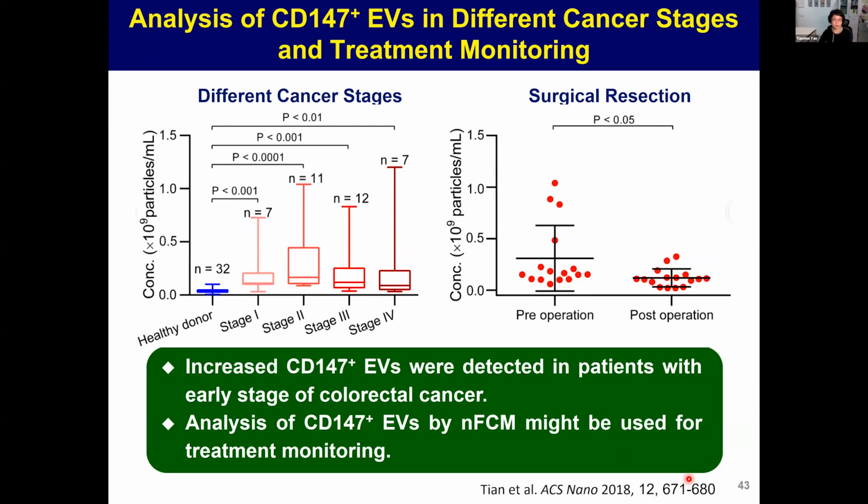And if we take a clearer view of the cancer patients at different stages, we can see even at the first stage, significant differentiation can be observed from the healthy donors. And for 16 patients going through surgery, we did the EV measurement 1 week after the surgery. For 13 among 16, we saw a significant reduction of the CD147-positive EV ratios.